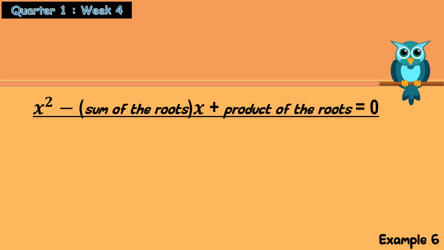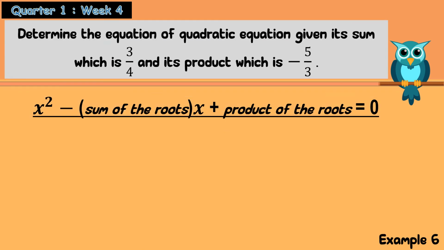Okay, last example. Let us determine the equation given the sum, which is positive 3/4, and its product, which is negative 5 over 3. So you have here x squared minus the sum of the roots, which is 3/4 x, plus the product, which is negative 5 over 3, equal to 0. Again, we're going to first determine the least common denominator of 4 and 3. And the LCD of 4 and 3 here is 12. That's why we're going to again multiply both sides of our equation by 12.